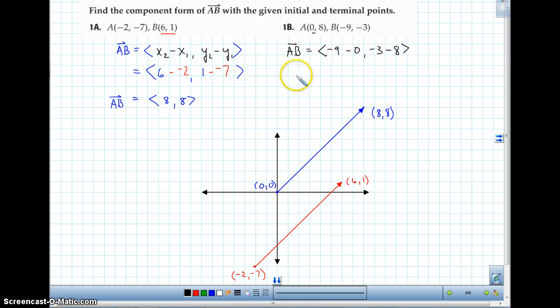Just be real careful about the order that you plug those in, and be careful with subtracting negatives. So -9 minus 0 is just -9. -3 minus 8 is -11. So a vector that starts at A and ends at B would be the same direction and the same length as a vector that started at 0, 0 and ended at -9, -11. Remember that even though these two vectors are in different positions, they still have the same magnitude and the same direction. So they're the same exact value. We don't have to, it's just easier to discuss this vector in component form.